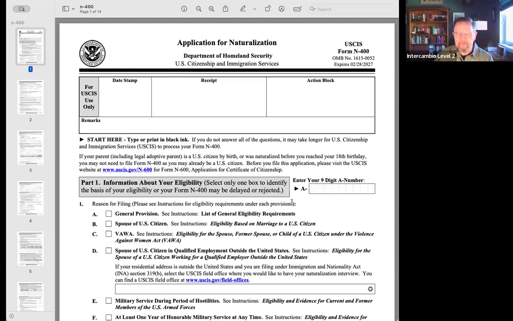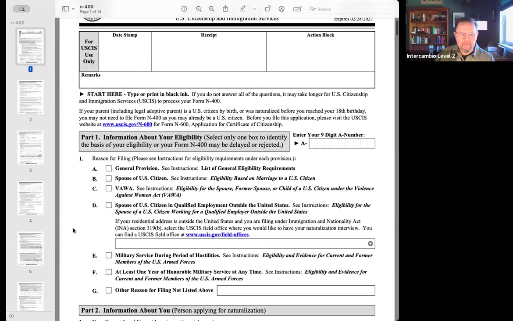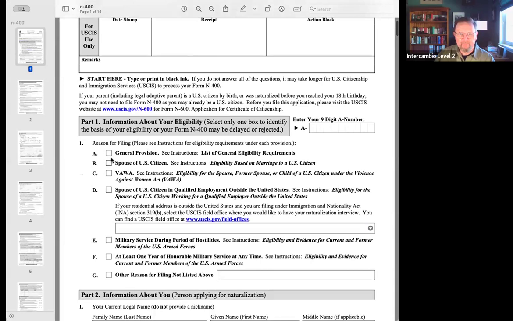So Part 1, there are 16 parts, I believe. On this front page, this is where you would fill in that 9-digit number that's on your green card. It's called your A number. On the following pages, it's up here at the top where you put that number. Very first one, you have to check the reason for filing. And the reason is general provision, which means you fit the eligibility requirements. You're 18 years of age or older. You've been in the country for 5 years, or 3 years if you've been married to a US citizen for those whole 3 years.